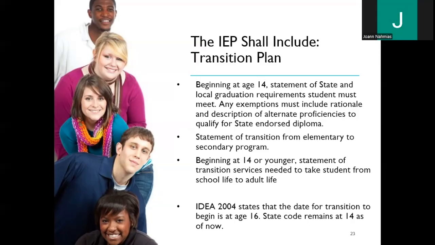Transition services for adult life beginning at age 14. The IEP must include a statement of transition services needed to prepare the student for life after high school, such as career exploration and job skills, post-secondary education or training, independent living skills, community participation.